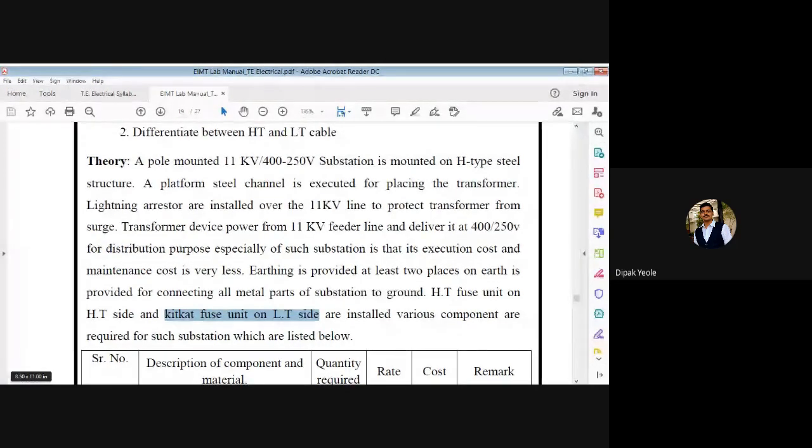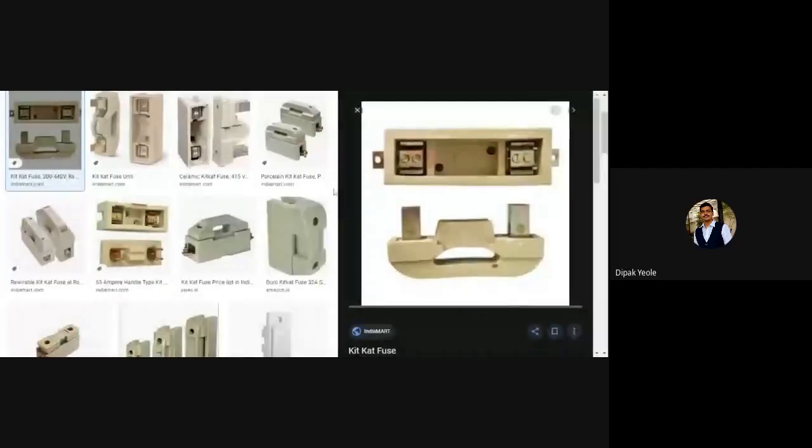Yes. So let me show the picture of a KitKat fuse so that you can understand what a KitKat fuse is. So just a minute. So in your house, you might be using this fuse, and this is called the KitKat fuse.